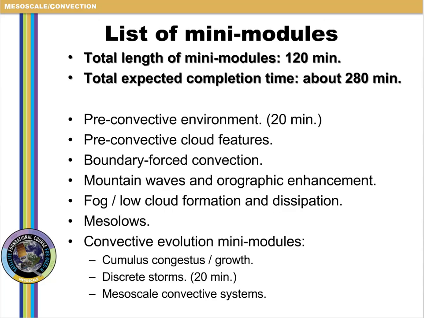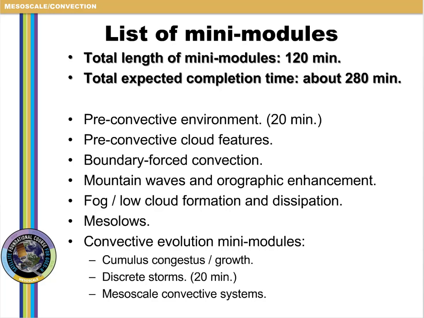The duration of the mini-modules in terms of the length of the video is 10 minutes for 7 of the mini-modules, while the pre-convective environment and discrete storms modules are about 20 minutes. Typically, a student takes more time than the length of the video to complete each mini-module and take the corresponding quiz, generally a little longer than double the length of the video. For this reason, we estimate a total expected completion time for this section to be about 280 minutes, despite the total length of the mini-modules being around 120 minutes.